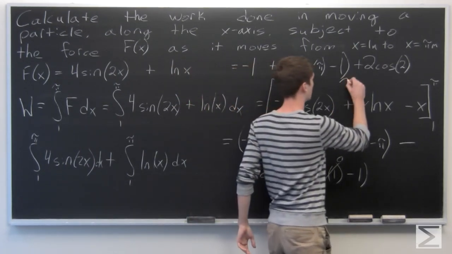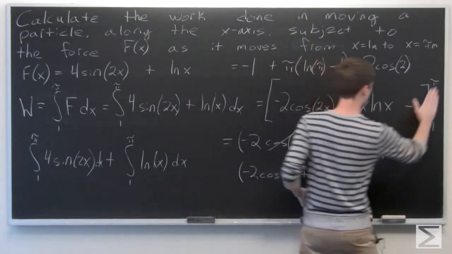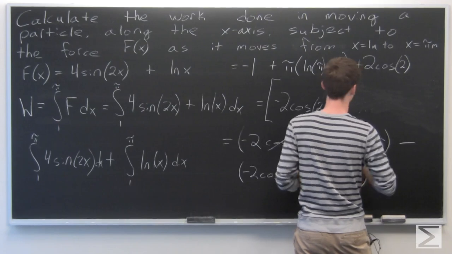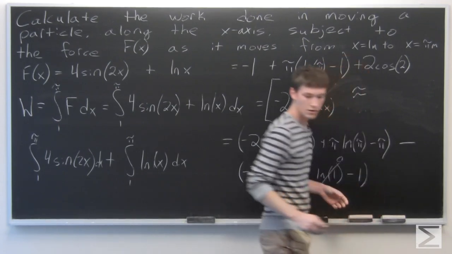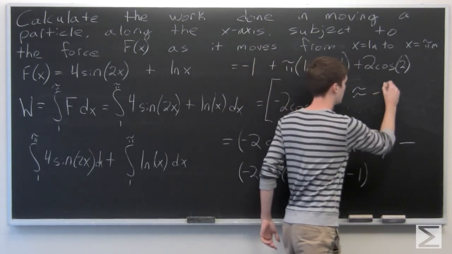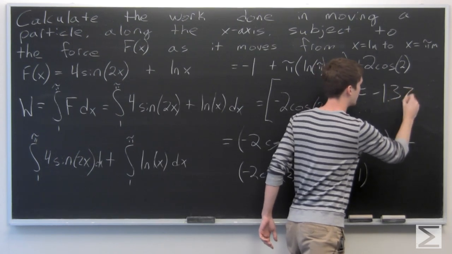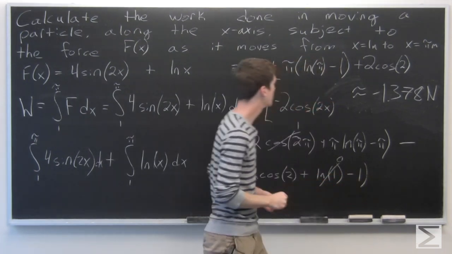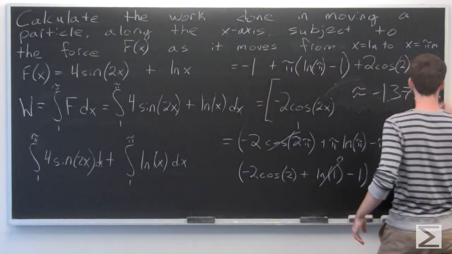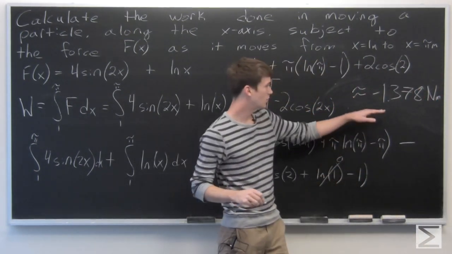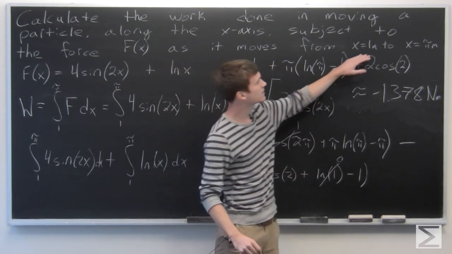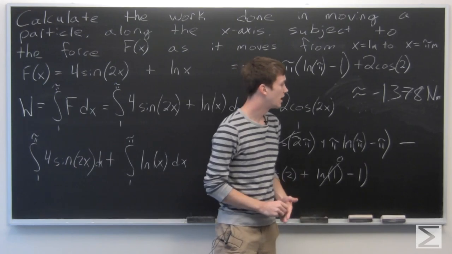about negative 1.1378 newton meters. And so that's the work done on the particle as it moves along the x-axis from 1 to pi.